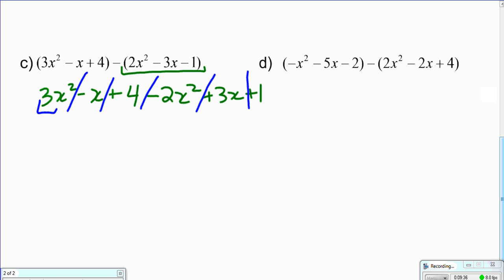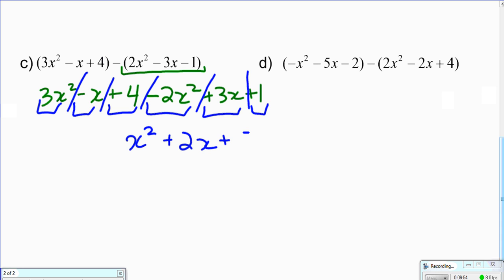Separate our terms and then find the highest x first. So we have 3x squared, negative 2x squared leaves 1 positive x squared. Negative x and positive 3x leaves us with positive 2x. And then the constants give us plus 5.